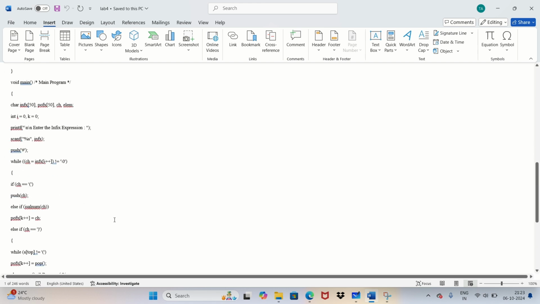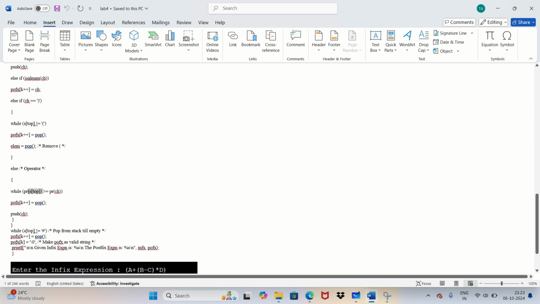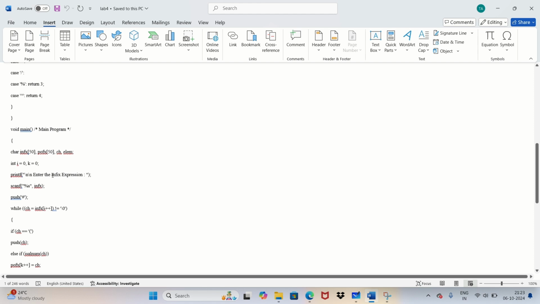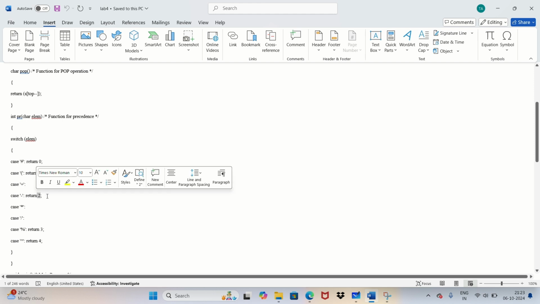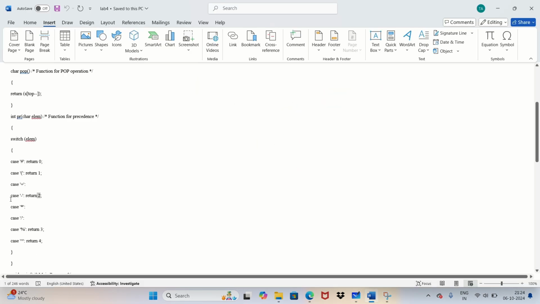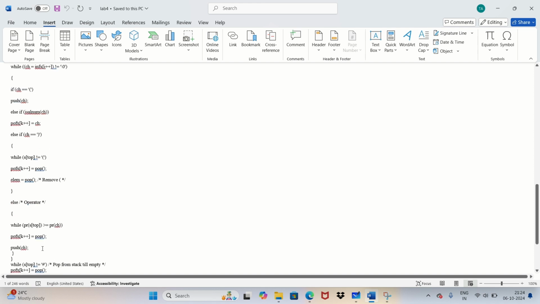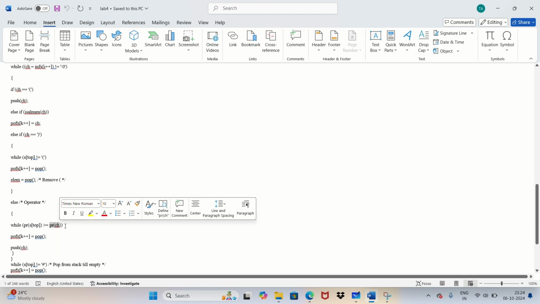Then again the same thing: priority of stop, that is into, was called here. Now here I put plus. PR of plus means it will again call the PR function, and plus will be passed as the element. Plus and minus have the value 2. So that is how 2 comes here. Then I got the value 3 over here and the value 2 over here, so 3 is greater than 2.